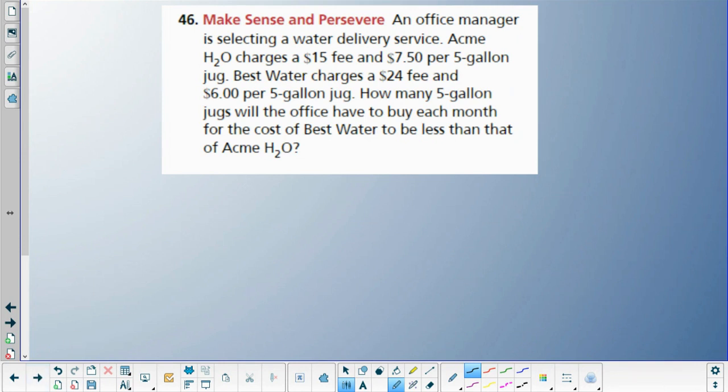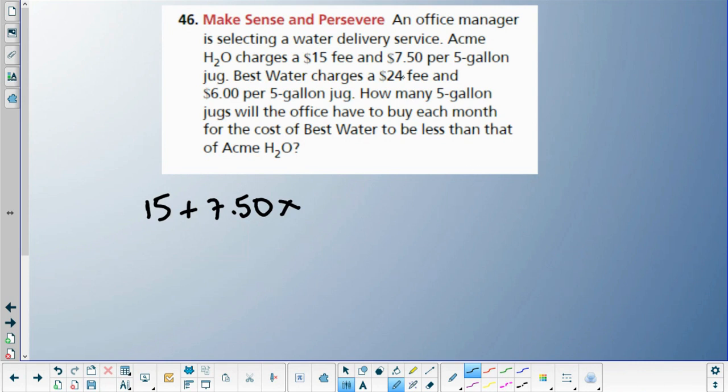An office manager is selecting a water delivery service. Acme H2O charges a $15 fee and $7.50 per 5-gallon jug. All right, so that's our first company, Acme H2O. So it's $15 for the actual fee and $7.50 for the 5-gallon jug. And it says per, so that tells me that that's going to have the variable on it.